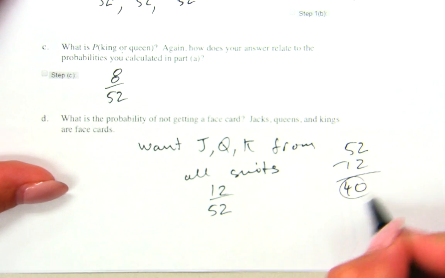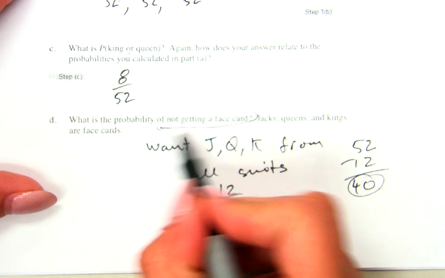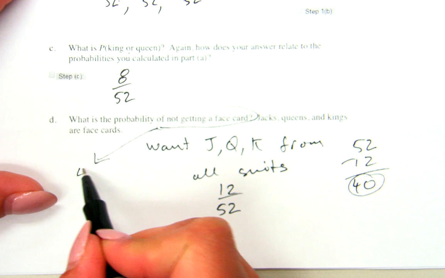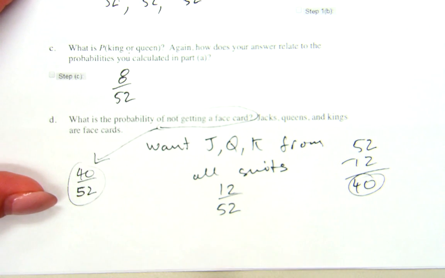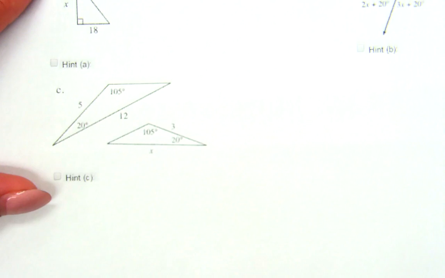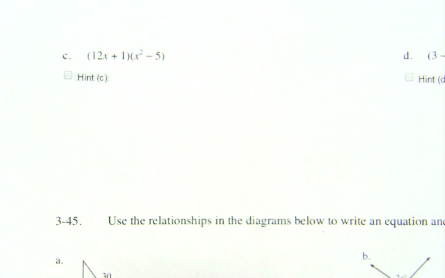Okay, so that should give us 40. So the probability of not getting a face card should be 40 out of 52. Or you can just count up all the other ones. Okay? All right. 44 should be pretty self-explanatory what you need to do.